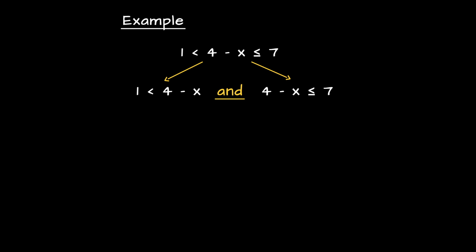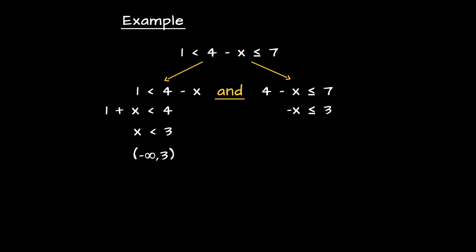Let's deal with the inequality on the left first. We can begin here by adding x to both sides to get 1 plus x is less than 4, and then by subtracting 1 to attain x less than 3. So this, or to be more precise, the interval from minus infinity to 3 is the solution set of the first linear inequality. Turning to the second linear inequality, we can subtract 4 from both sides to get minus x is less than or equal to 3.